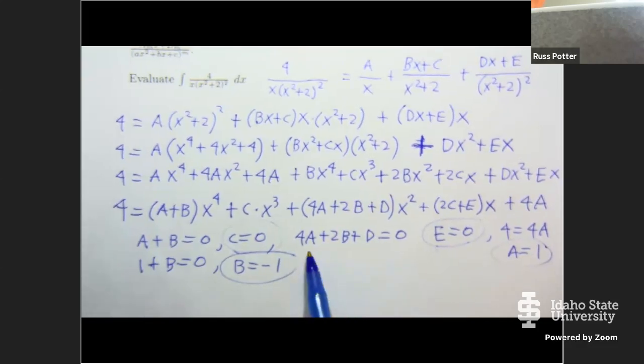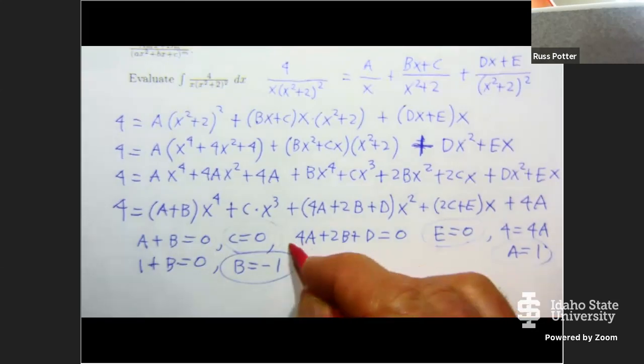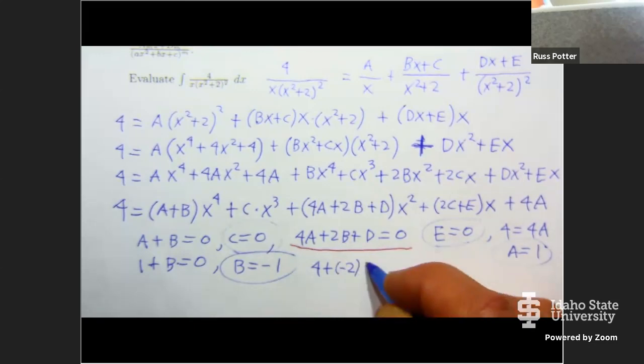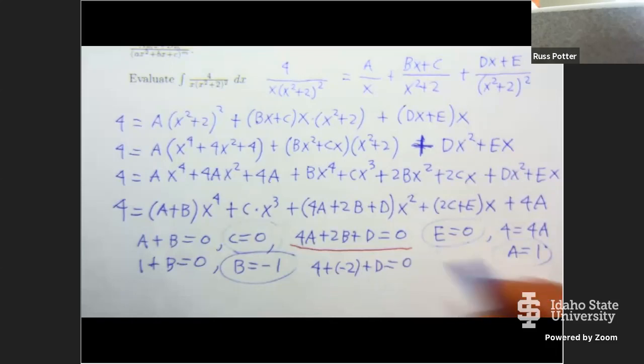Since we know that a is 1, we're looking at this equation to find d. Replace a with 1, so 4 times 1 is 4. B is -1, so 4 plus -2 plus d is 0. So 2 plus d is 0, that means that d is -2.